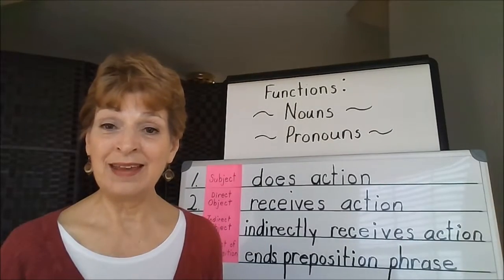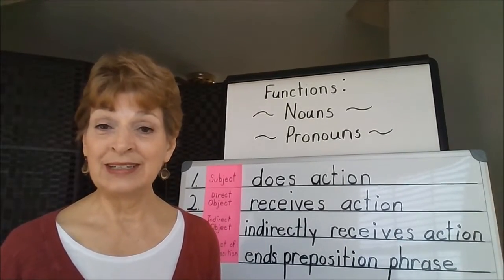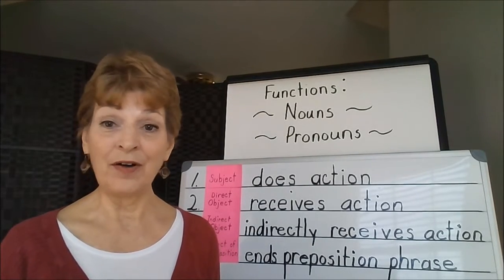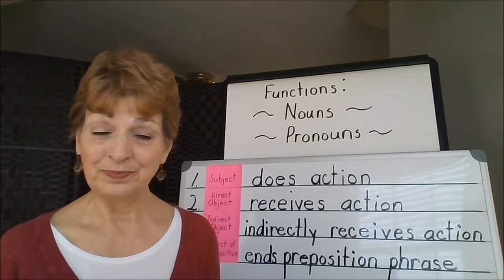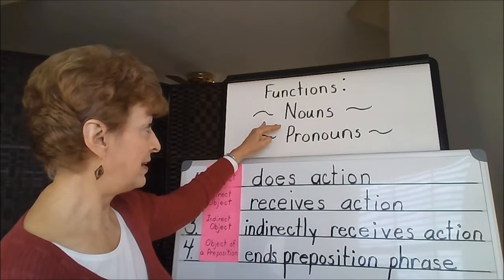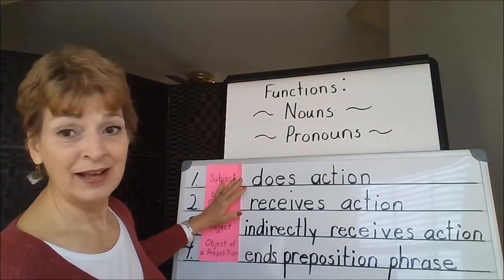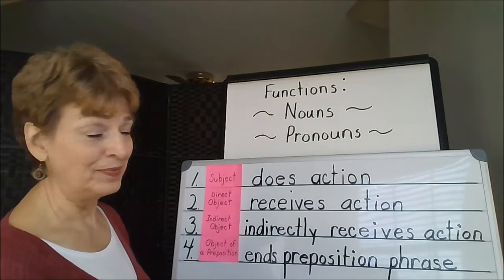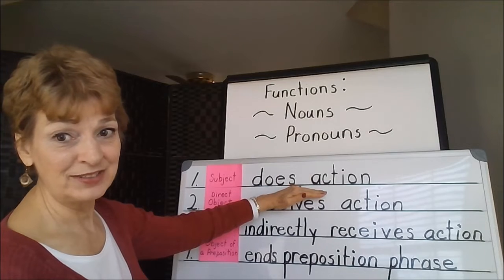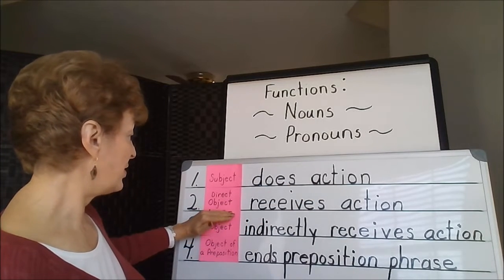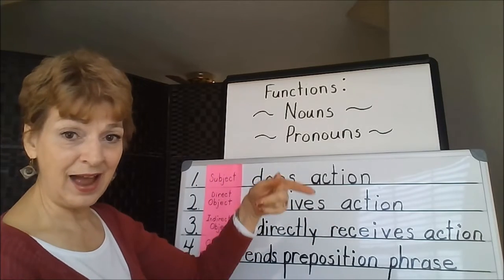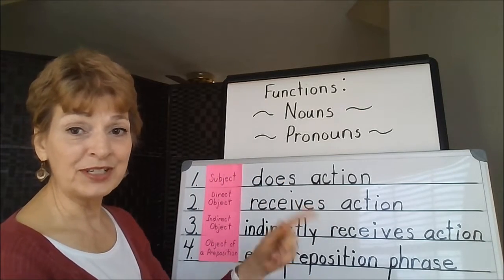Now we know that the behavior or the function of a pet owner differs from that of a mother or a sister-in-law or a golfer or a brother. And as such, the behavior or function of a noun or a pronoun has four functions that differ. A subject does the action in a sentence. A direct object receives the action. So subjects do the action, direct objects receive the action.